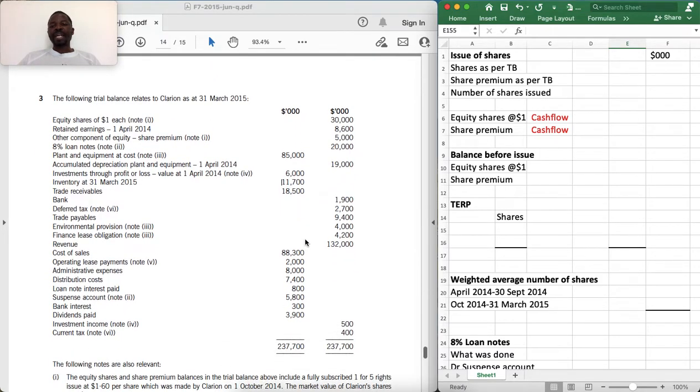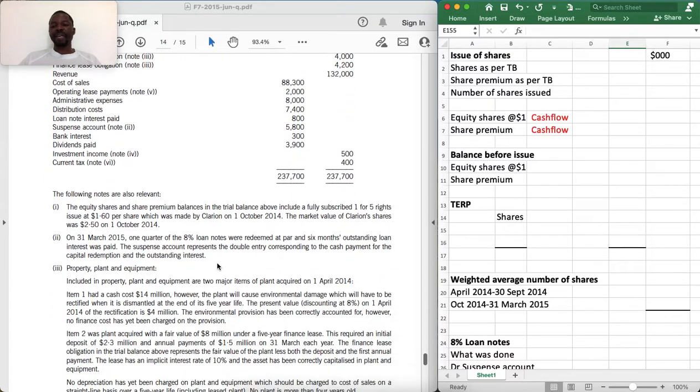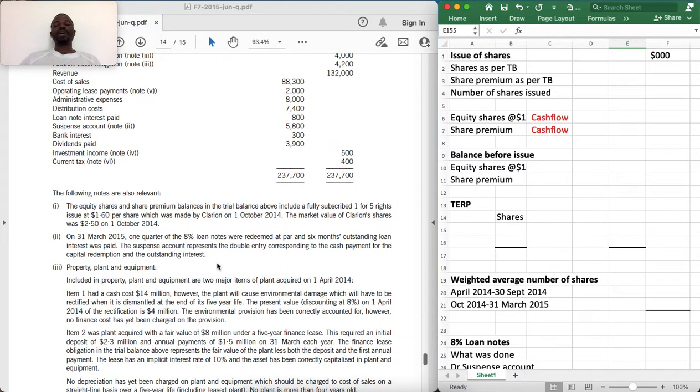The following trial balance relates to Clarion as of 31 March 2015. We are given the trial balance here. I will not read it. Then we are given the notes. When you are given the notes, that's when you start to do the workings, bearing in mind what you were required to answer. So you will be doing workings in such a way that they will be answering what was required.